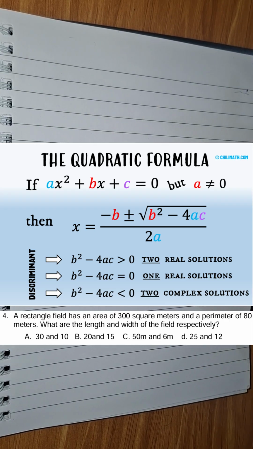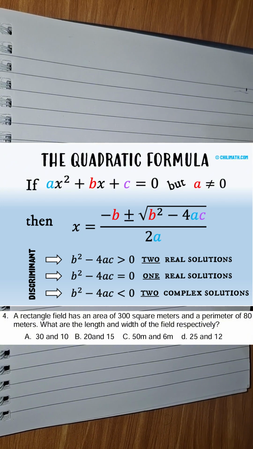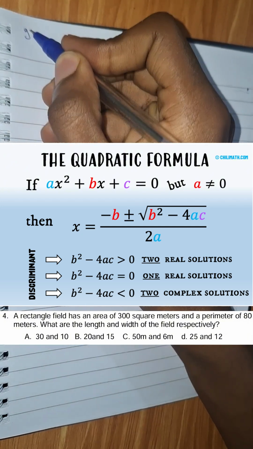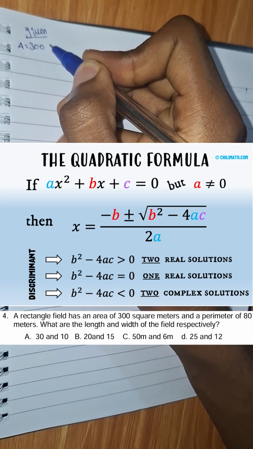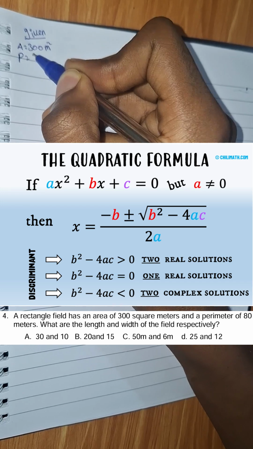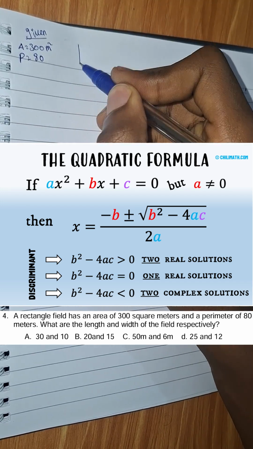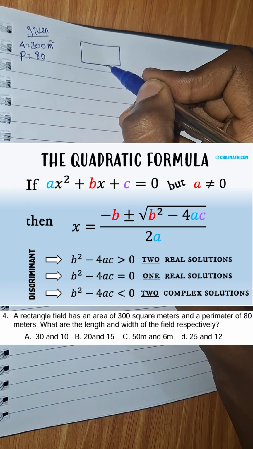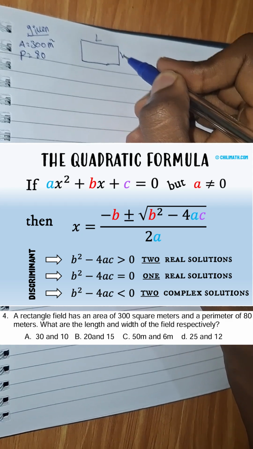So the problem says we have a rectangle with an area of 300 square meters and a perimeter of 18. So we have a rectangle like this, and this is the length, this is the width.